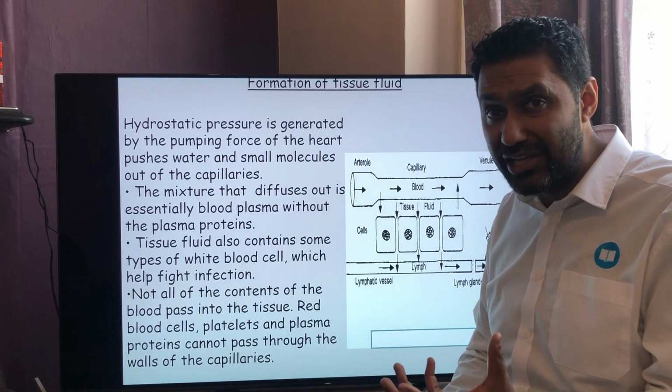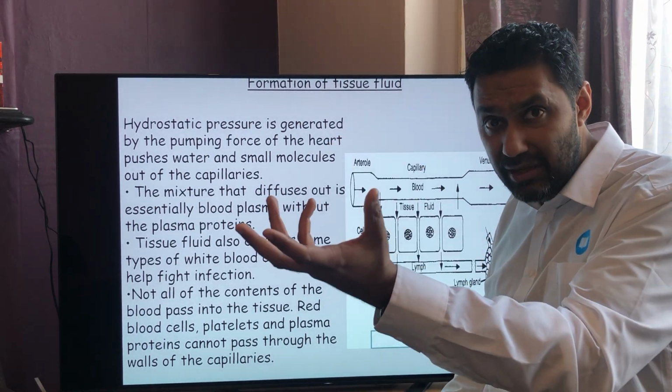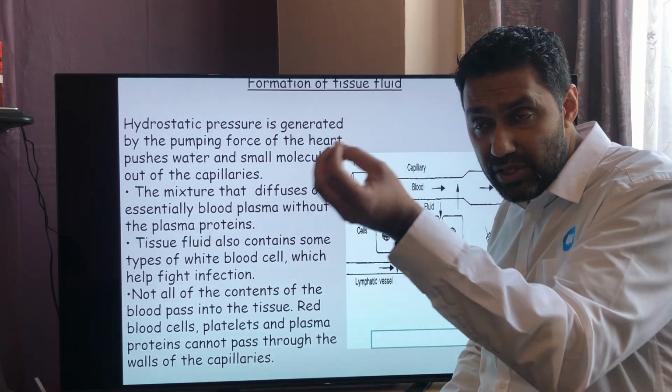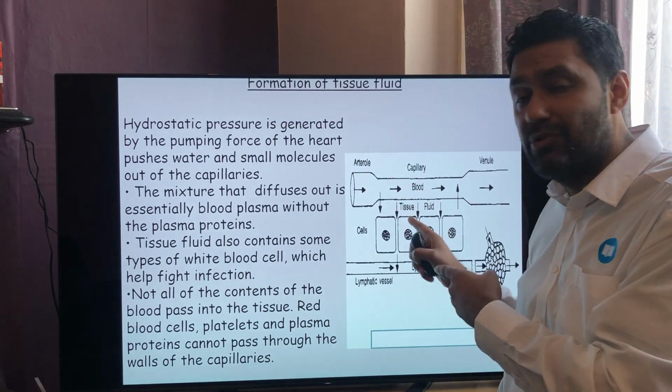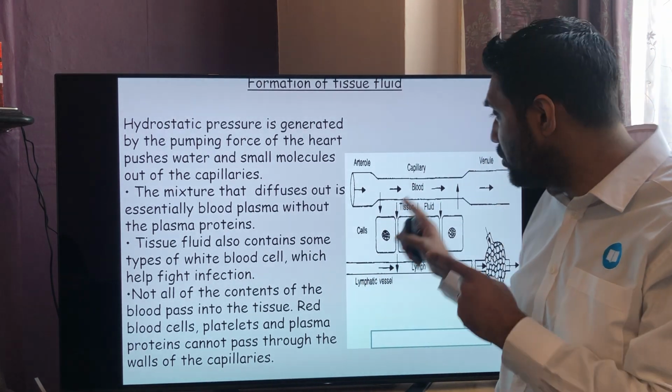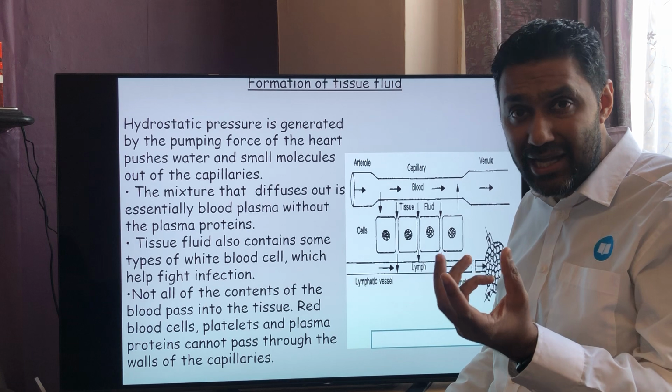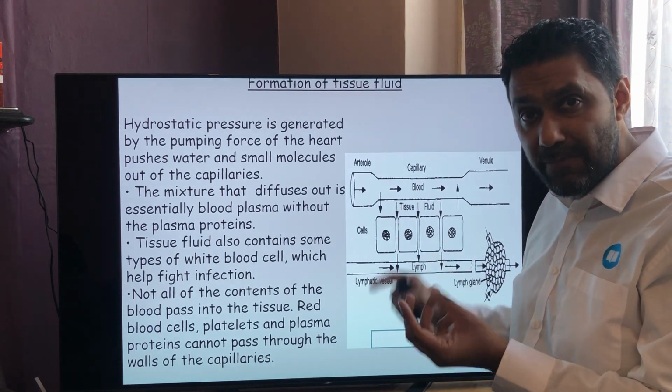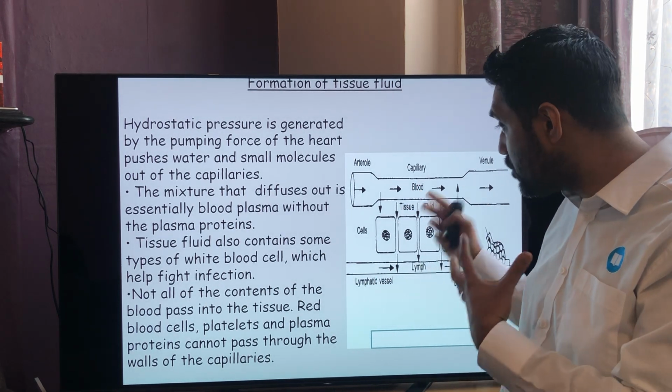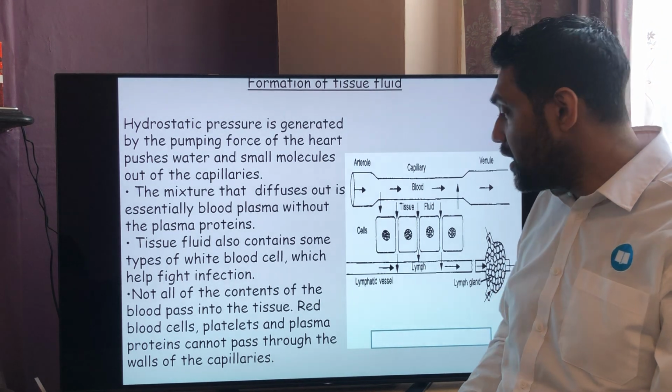So its identity changes. It was called plasma when it's inside the blood, but when you never say you force the plasma out, because you won't get the marks in the exam. You have to say you're forcing the water out of the capillaries, and now it's called tissue fluid.